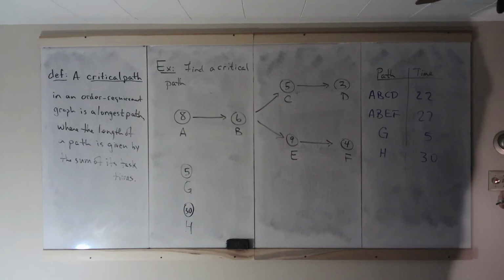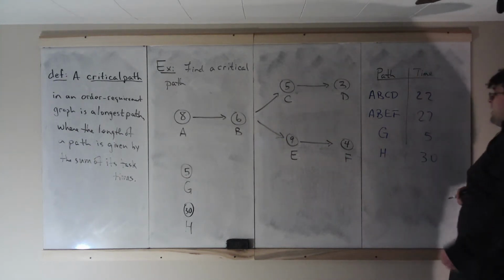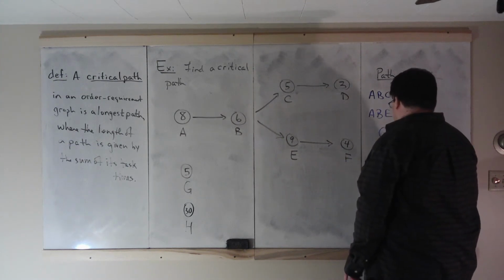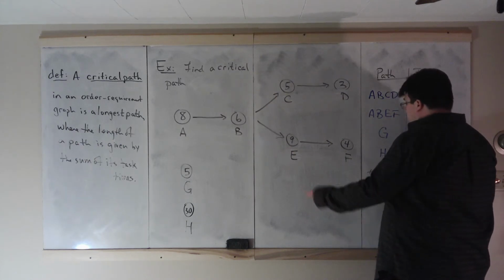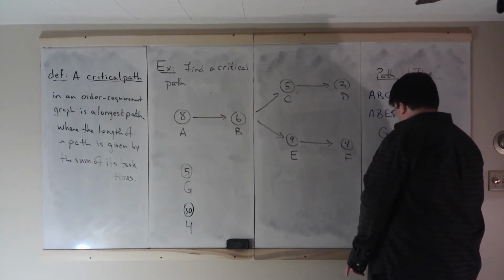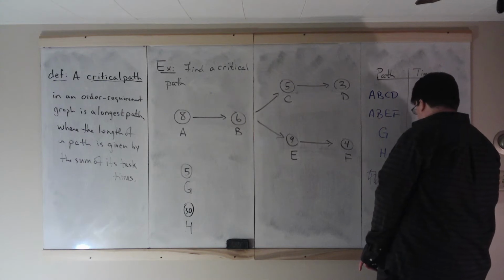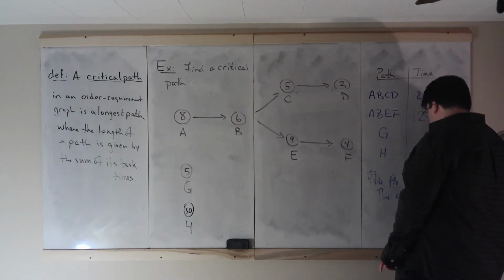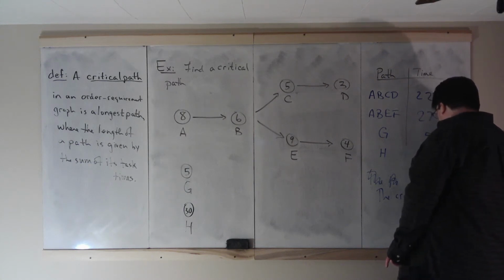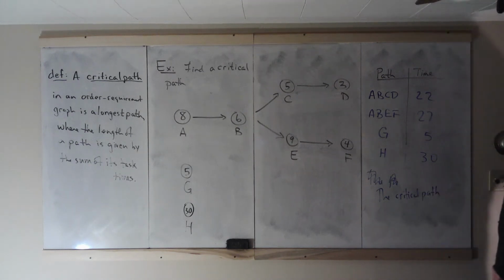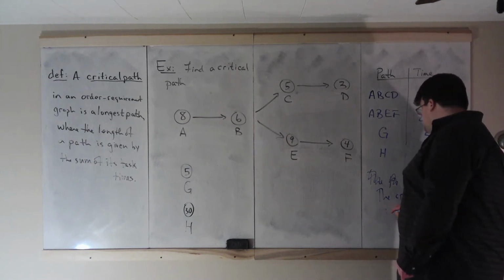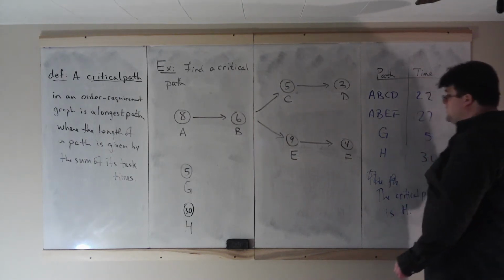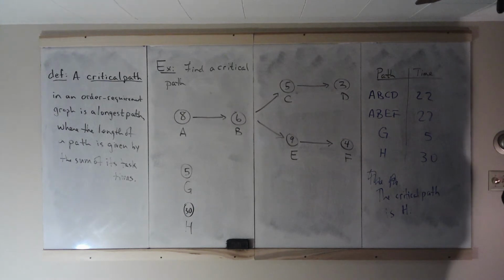So here we have 4 possible paths through this graph, and in this case the critical path is H. So this one part of this job takes longer than anything else that you have to complete in this job.